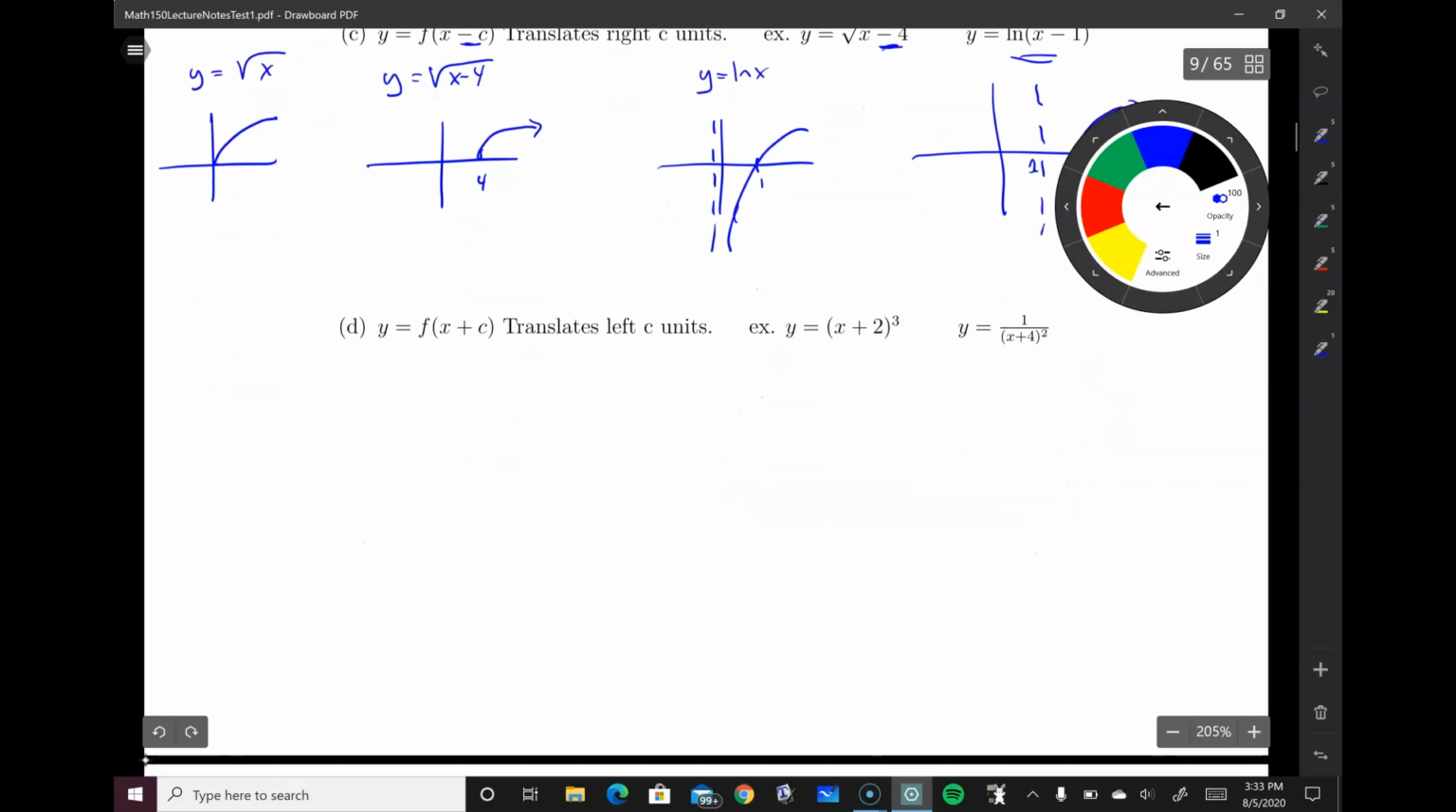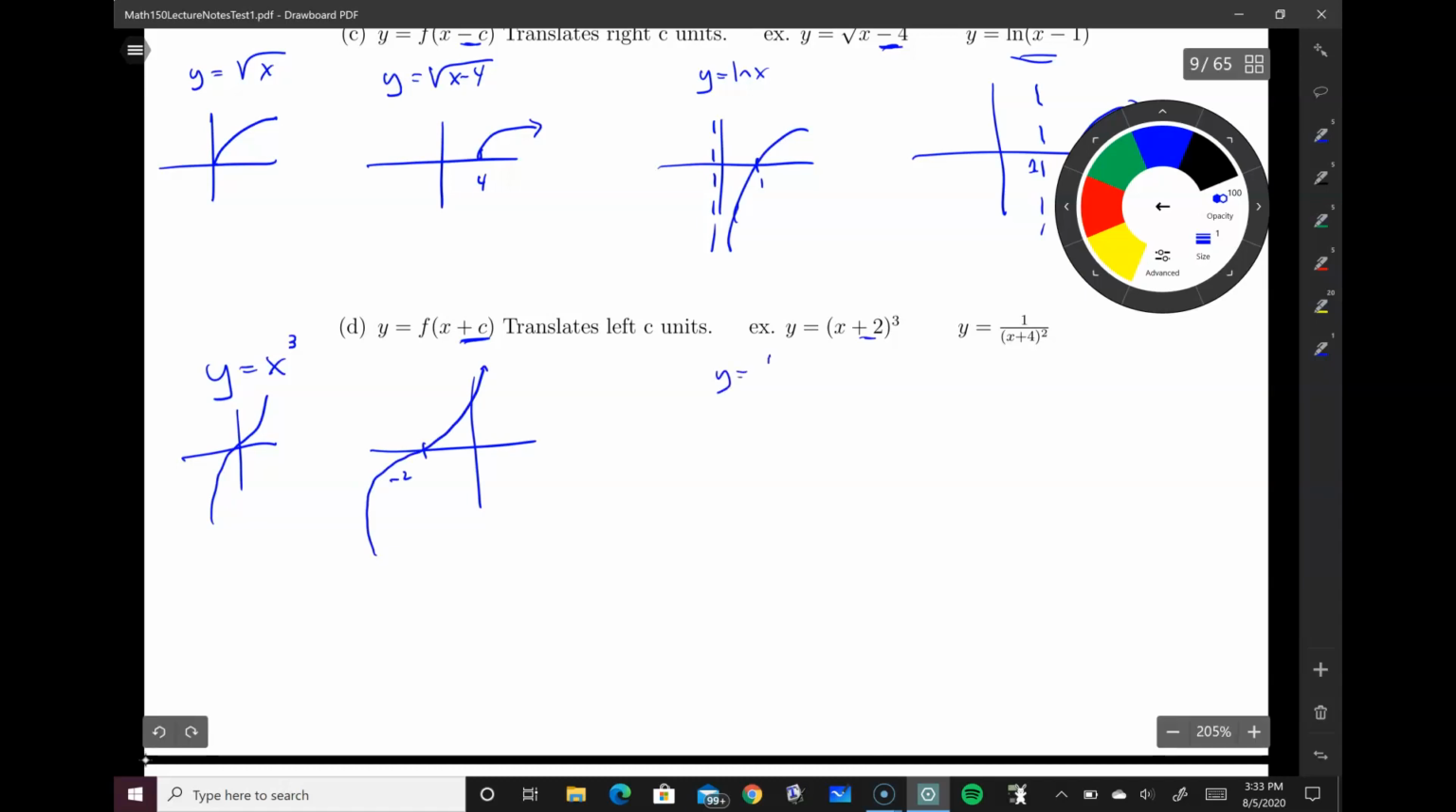If I have added on the inside of a function, like here, I would take my basic graph of y equals x cubed, which looks like this, and I'm going to move it to the left by 2, so it'll look like this.